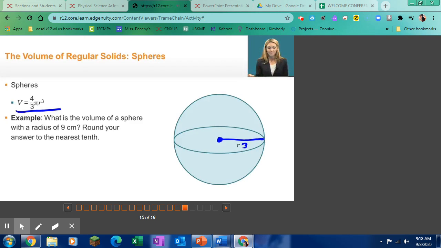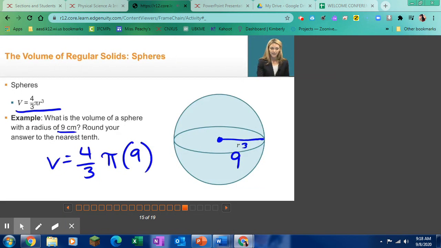Now this is really simple. Let's look at the example. What is the volume of a sphere with a radius of 9 centimeters? There's only one numeric value to plug into this, and then round our answer to the nearest tenth. So if our radius is 9, let's plug that into this formula. Volume equals 4 divided by 3 times pi times the radius, which is 9, cubed. And if you plug that into your calculator, you will get 3,053.6, of course, centimeters cubed.